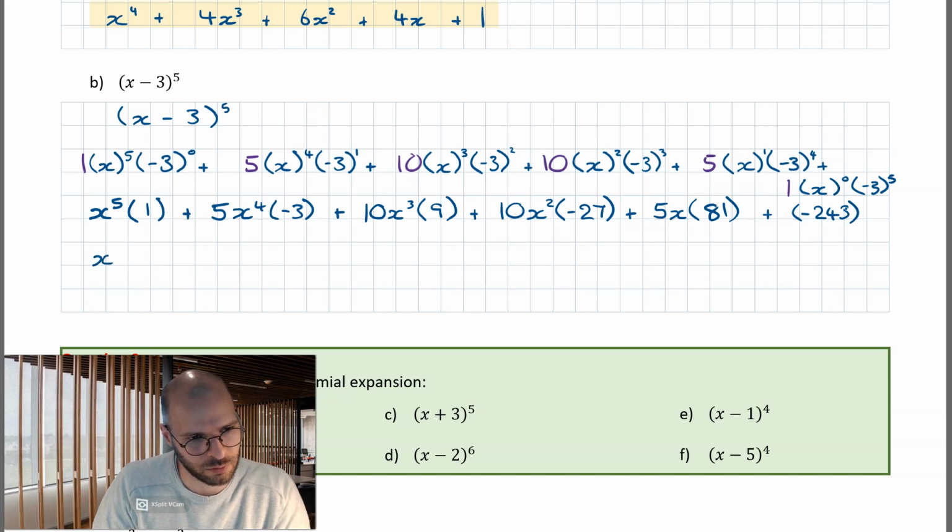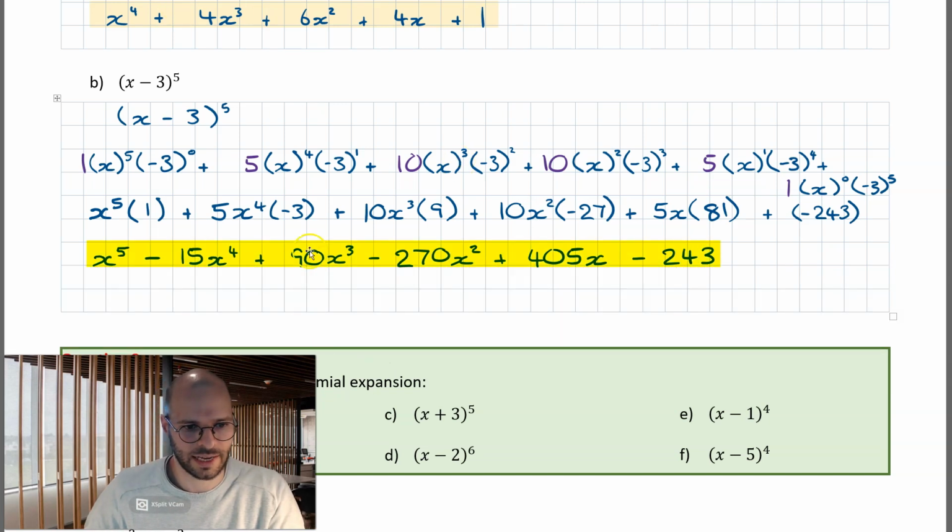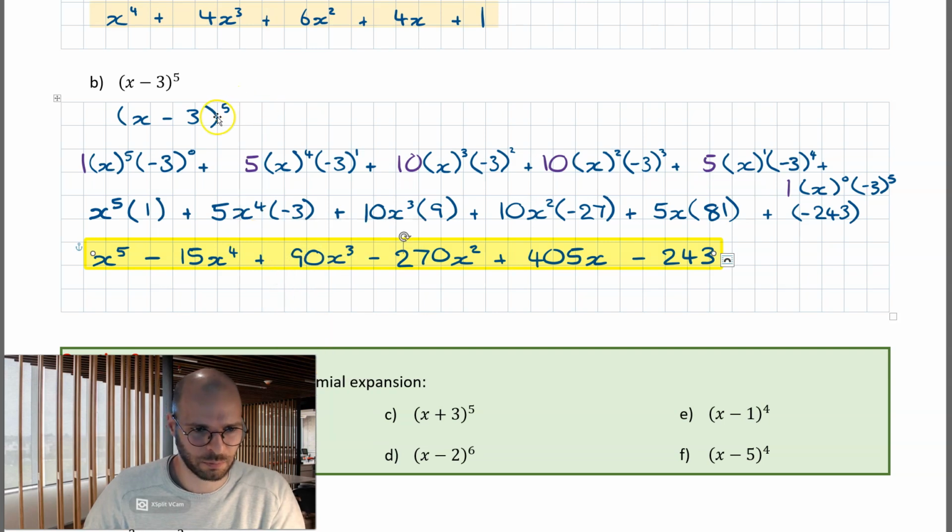So the first one will be x to the 5, so I just ignore the 1, plus, we've got a negative here, so it's minus 15x to the 4, plus 10 nines are 90, x cubed, minus 270 x squared, plus 5 81s are going to be 405, and that will be x, and then minus 243, thus demonstrating how we can expand something to the power of 5 using 1, 2, 3 simple steps.